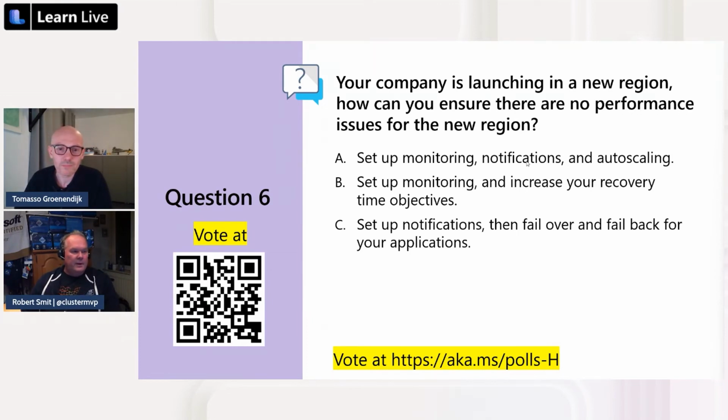I say we go for number A. That seems logical, right? Monitoring, notifications, and auto scaling. I didn't talk about auto scaling, but it's a little bit like the VM scale sets, right? So it's an elastic pool, and if you need more compute, then multiple machines will be spun up. There are plenty of examples in Azure for doing that, and I think that's answer A for sure this time.